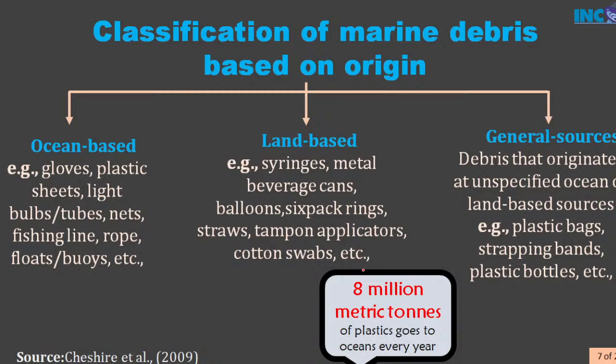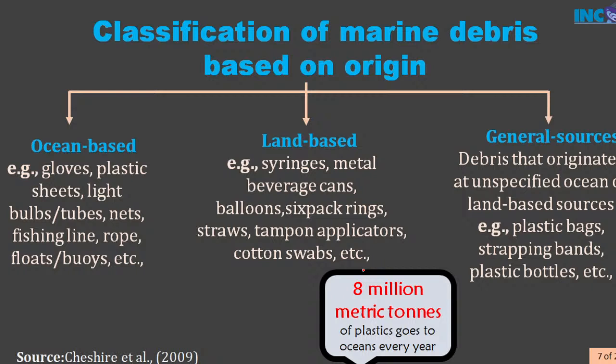If we come to the general source, we can say on the landward side we cannot trace the plastic source, we cannot pinpoint where it is coming from. Directly we can discard it into a river, or while moving from one place to another, we directly throw it away on the road. This kind of factor will also increase the plastic accumulation in the aquatic environment as well as mainly in the marine environment.